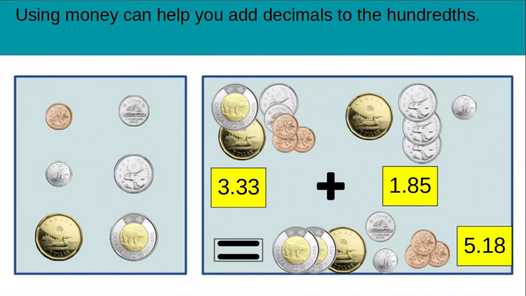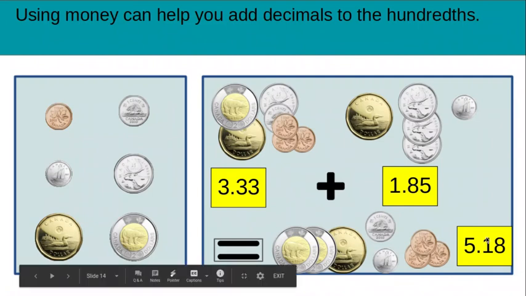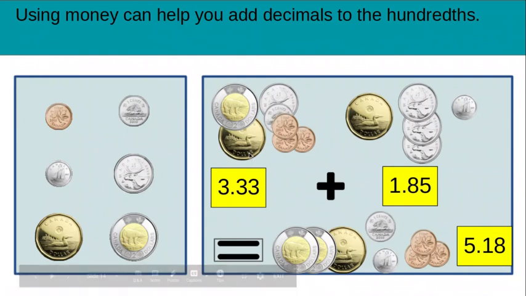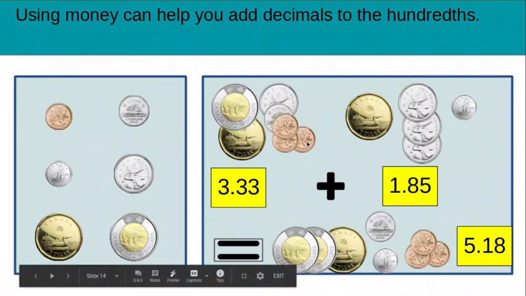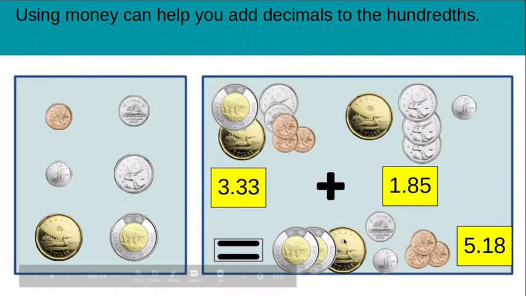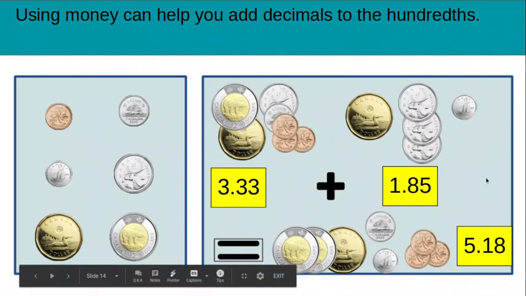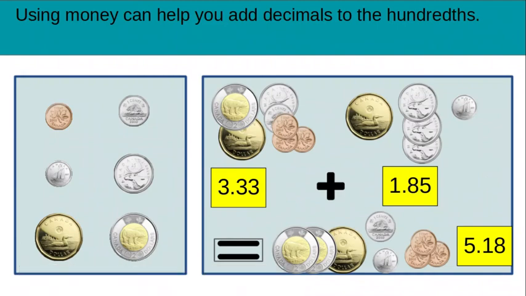You can use money to help you add decimals. Once again, this slide, if you duplicate it, all of the coins on the left side are clones. So you can pull up coins and try your own. So here we have 3 decimal 33, or we would say $3.33, and 1 decimal 85, or $1.85. And we added up to $5.18. Now, of course, I've combined these two loons to get another toonie, and I've combined the 4 quarters to get us to another loon to add this up. So there's a bit of consolidation taking place with these coins.